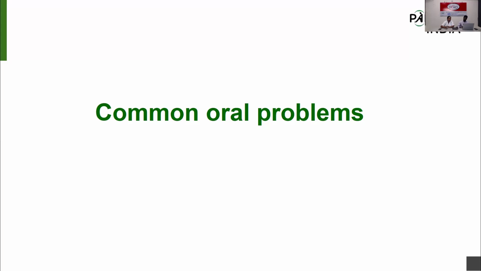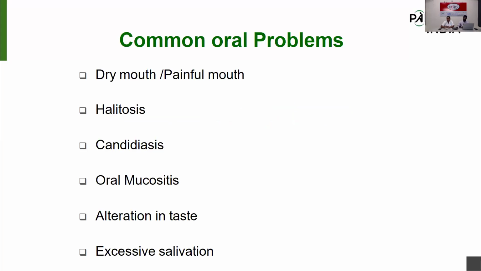The common oral problems are, first, dry mouth or painful mouth. Dry mouth can be a side effect of medications. We know that with antibiotics or any kind of opioids we use, dry mouth is a common side effect. Painful mouth can happen, and also halitosis, that is bad breath smell. And also candidiasis, that is a fungal infection, Candida albicans. That kind of bacterial growth will lead to candidiasis, and also fungal growth, and also oral mucositis.